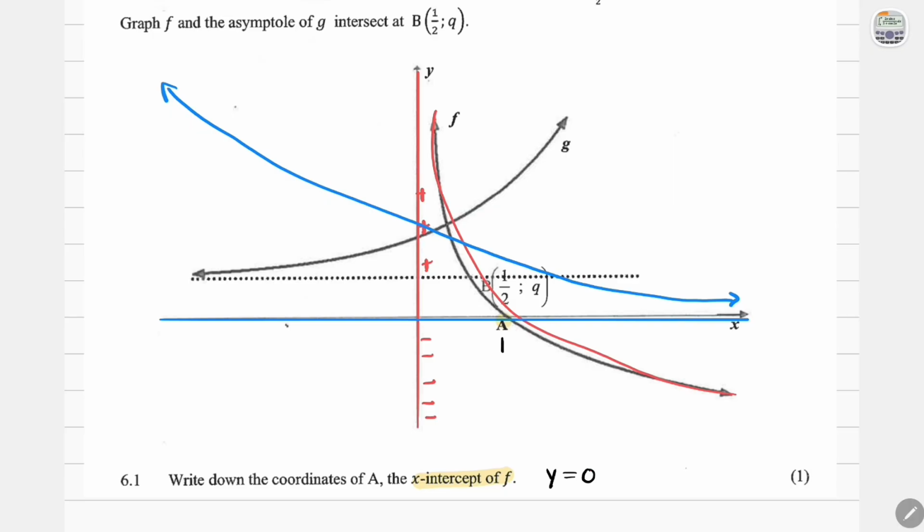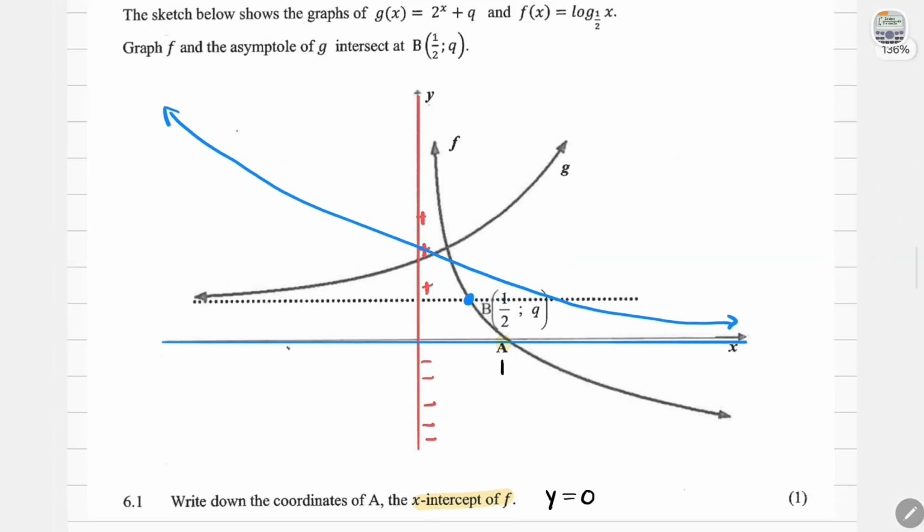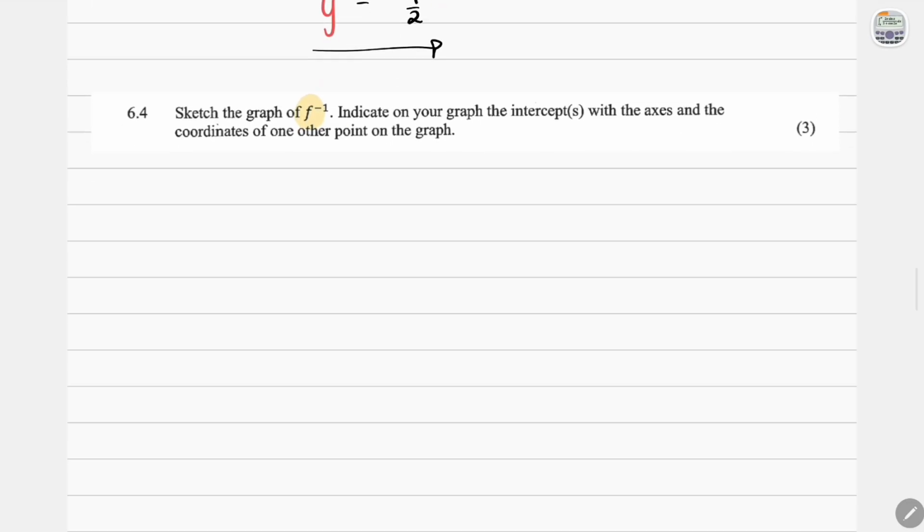And yeah, we're going to have to find another point as well. So the other point they're probably referring to is B. You see how B is on the graph of F. Okay, it's on that log graph. We know what this is. We know that this is a half. The x value is a half. We just have to find the y value. That's all. So let's find Q. Interesting way to tell us to find Q. So we can go ahead and find that.